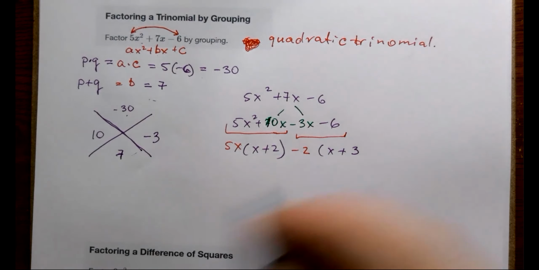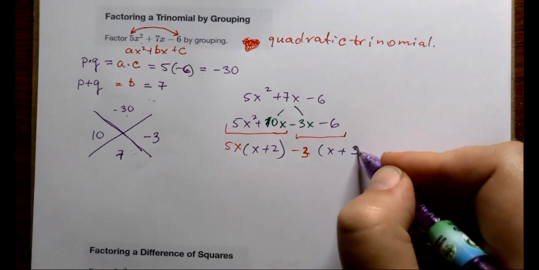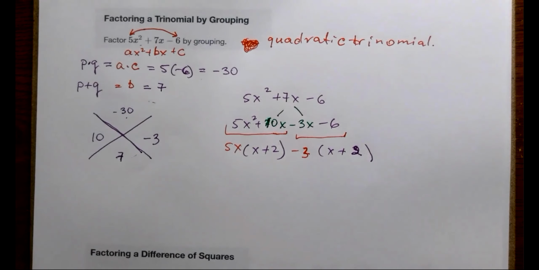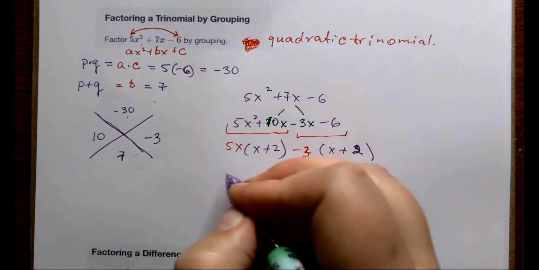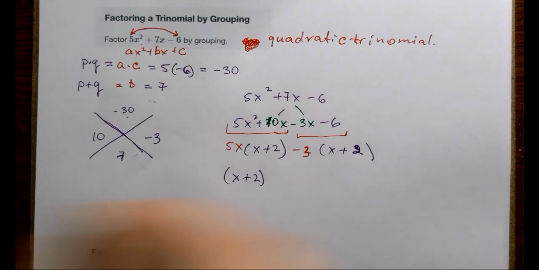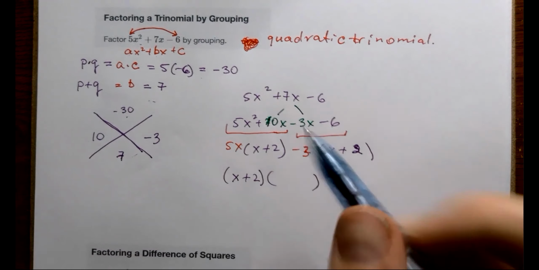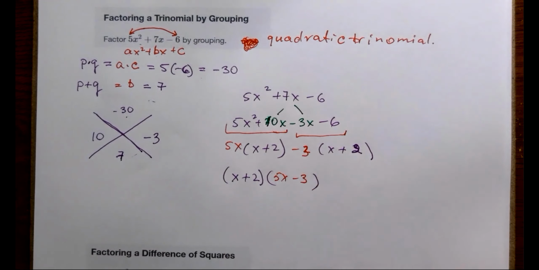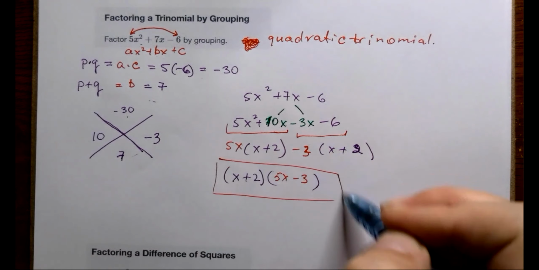I'm sorry, I'm very tired right now. So I was like, it doesn't come out. Now it does. All right, so we have a common factor now, x plus 2, or a common group factor. So we're gonna pull it out, and what do we have left? Well, from the first one, we have 5x. And from the second one, we have -3. And that's it. That's your factored form.